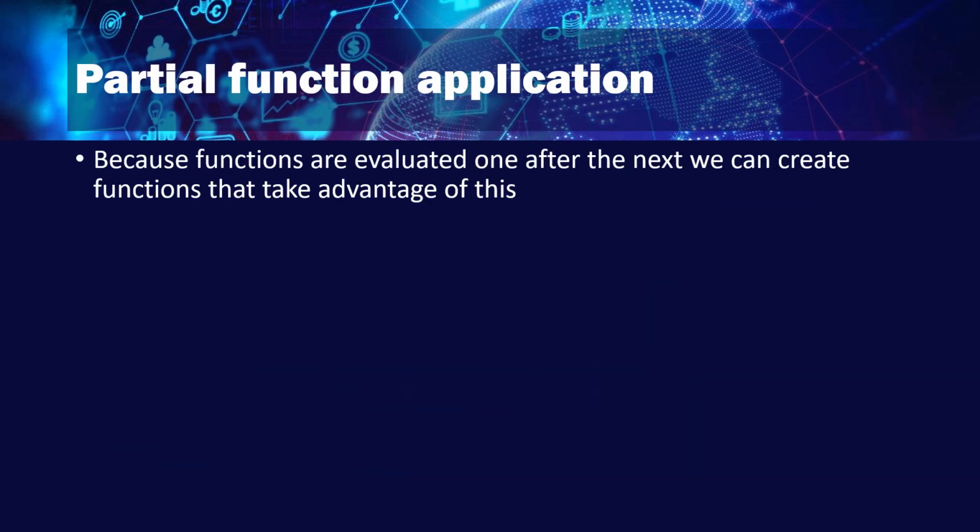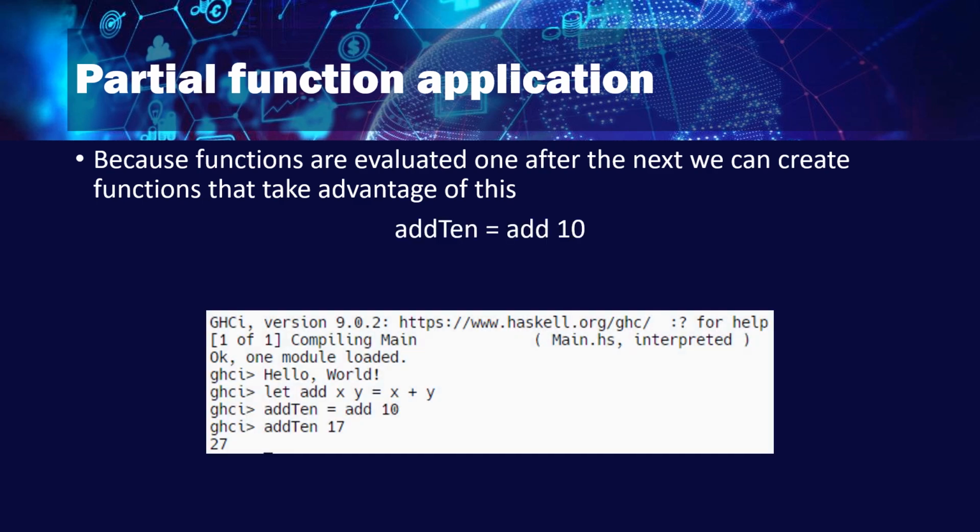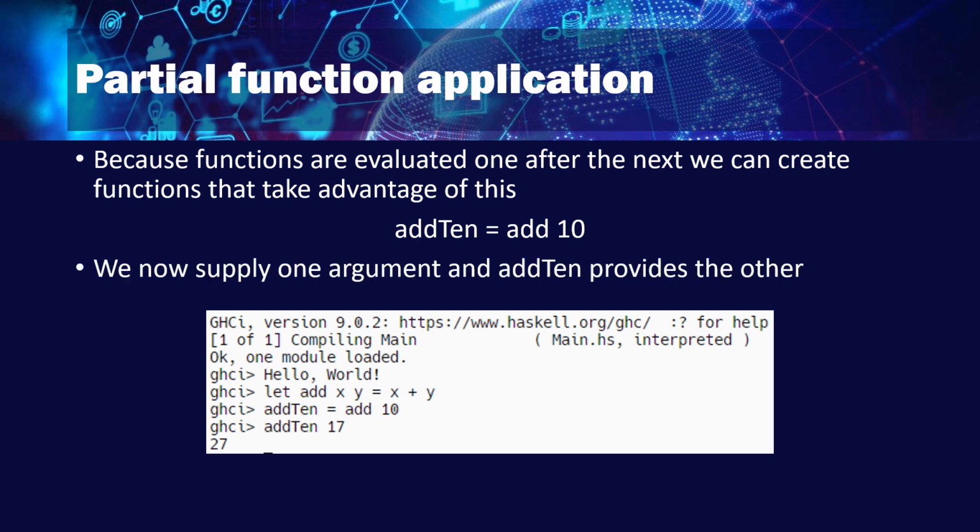Because functions are evaluated one after the next, we can create functions that take advantage of this through partial function application. For instance, we can create a function add10 using the add function we've already created, add x y, by forcing one of the values to always be 10. We now supply 1 argument and add10 provides the other.